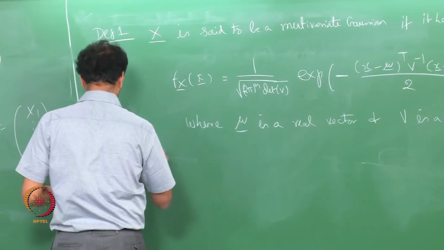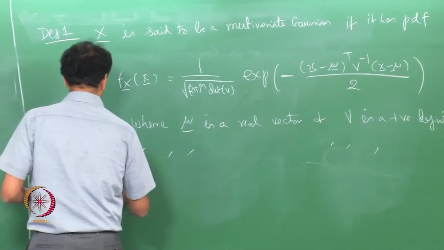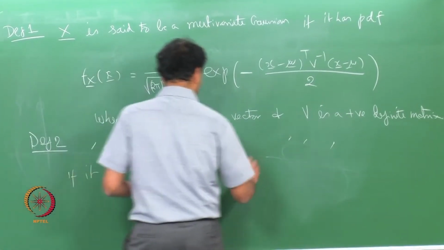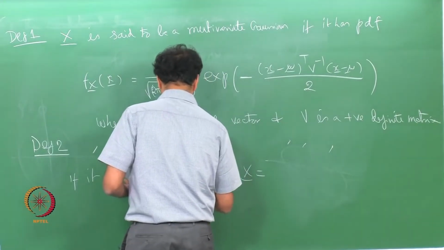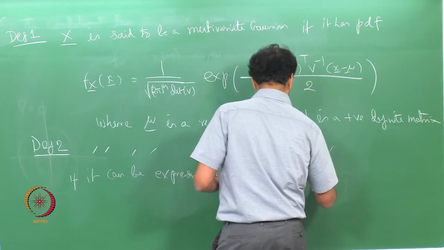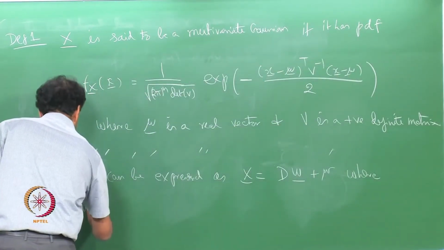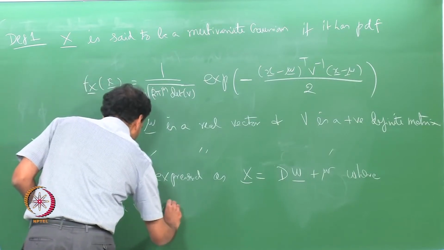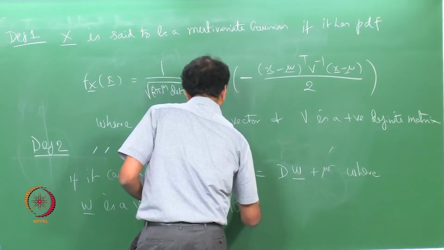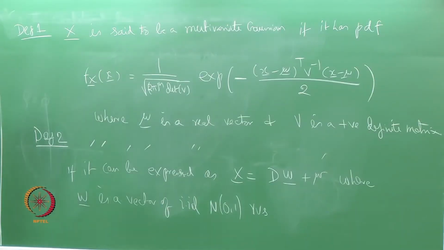Definition 2. The first line is the same: X is said to be a Gaussian vector if it can be expressed as X equal to D W plus mu, where W is a vector of IID N(0,1) random variables. So this is an equivalent definition.